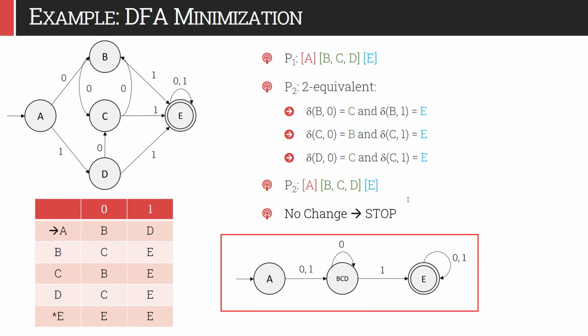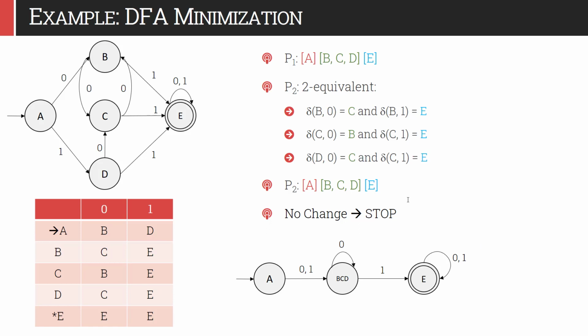So this DFA generates the same language which is generated by the original DFA, and it will be faster because it has only 3 states. It will reduce the redundancy of the original DFA.